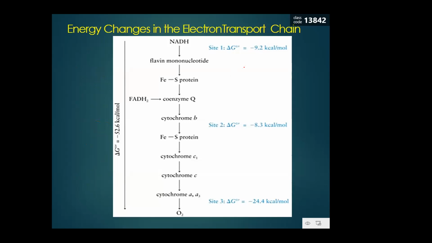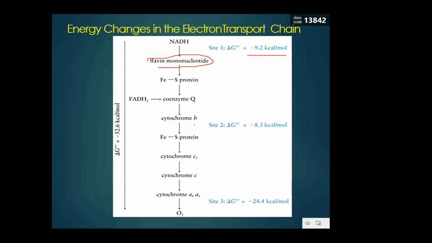So there are energy released during electron transport chain. So dito, di ba, dumaan yung ating electron transport chain, merong path na dinaanan. NADH papasok siya dito sa flavin mononucleotide. Magki-create siya ng negative 9.2. High energy 'yan, di ba?